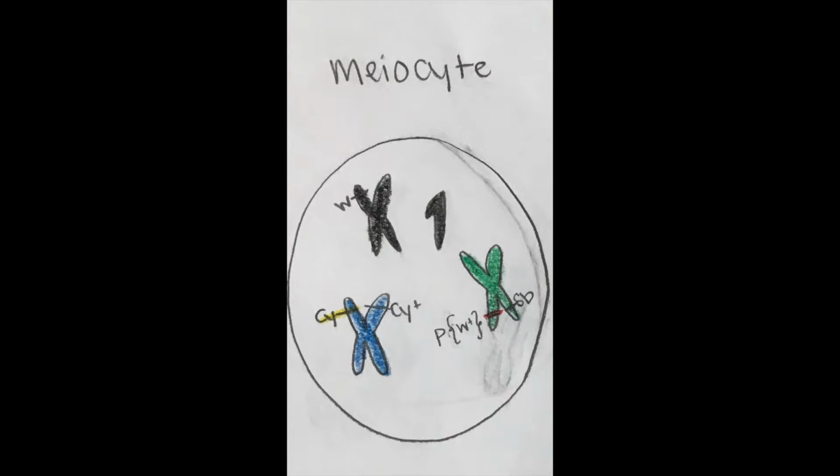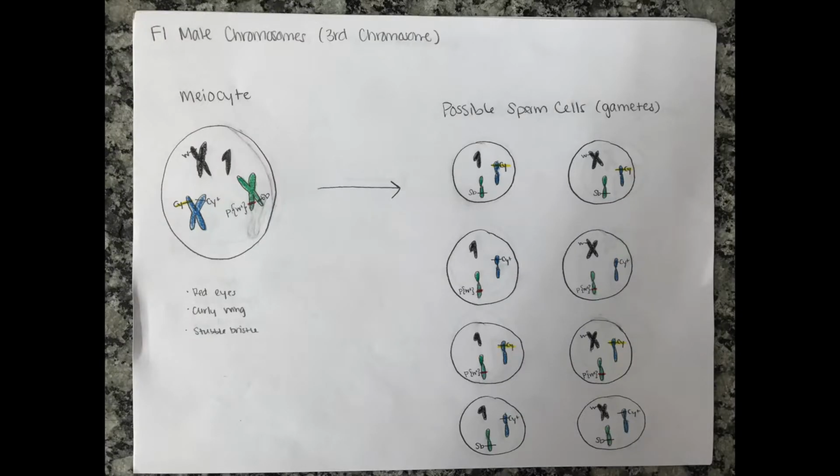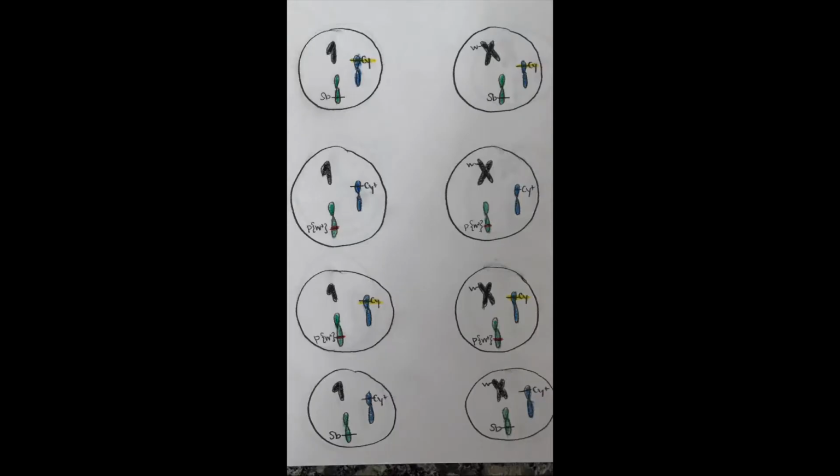In this case, the red transgene is located on the green third chromosome, so the myocyte has the red transgene and the dominant mutant allele for stubble bristle on this chromosome. After meiosis, there are 8 possible sperm cells. 4 still have the X chromosome and 4 still have the Y chromosome.